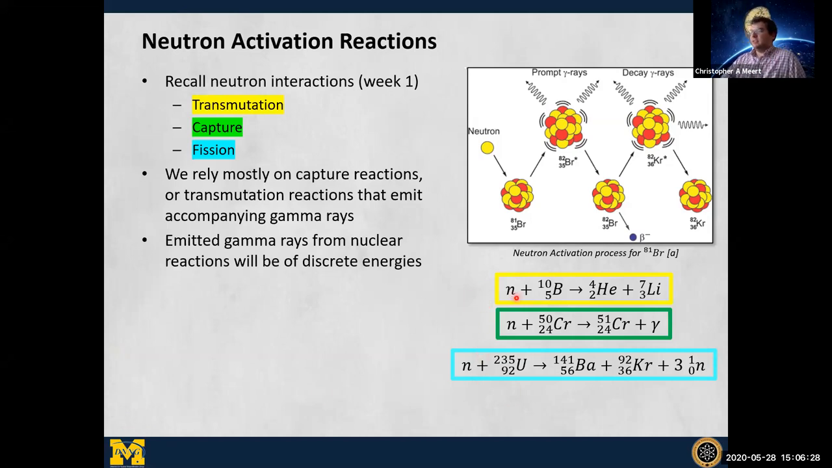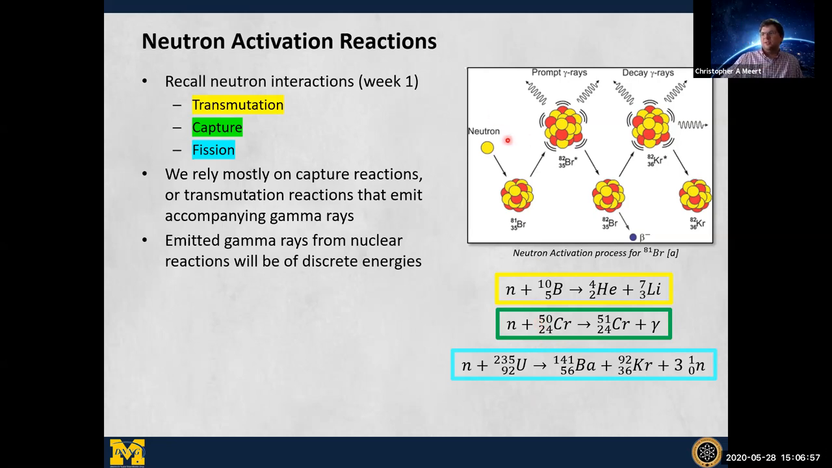So an example of transmutation would be neutron capture by boron 10, which will create helium 4, like an alpha particle, and also lithium. An example of a capture would be chromium 50, which captures a neutron, becomes chromium 51, and then emits a gamma ray. And there's, of course, fission. This is just one example of a fission reaction. But we're mostly relying on these capture and transmutation reactions.